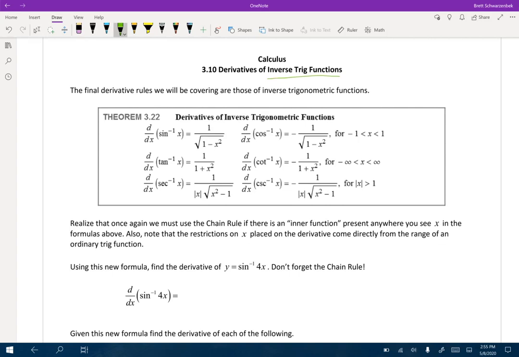Sine inverse of x, often called arcsine in other textbooks and such. When we need to find the derivatives of such functions, we get what you see here. This is a complete set of formulas that you will need to know for your exams.